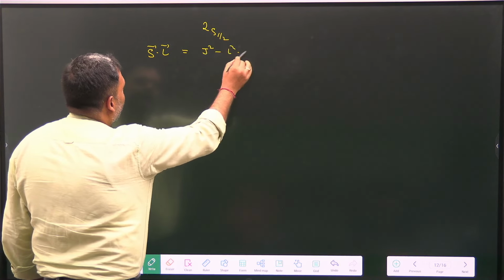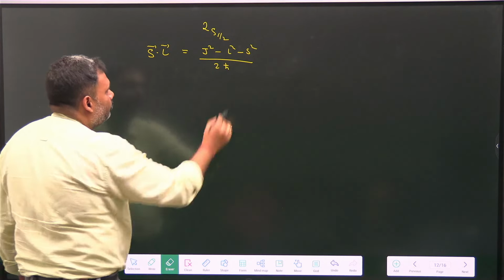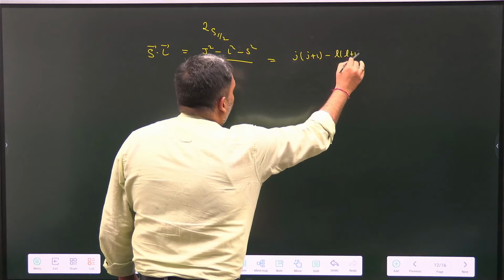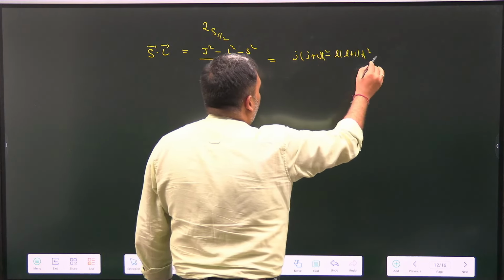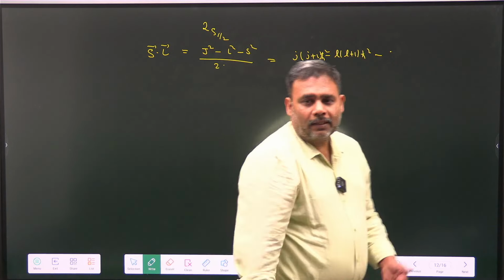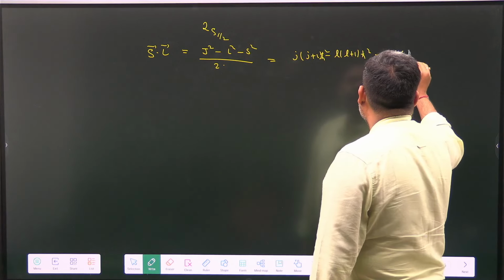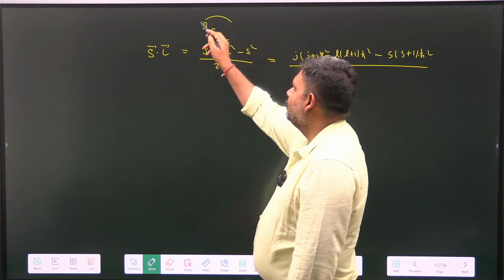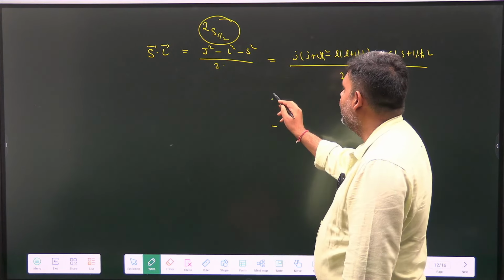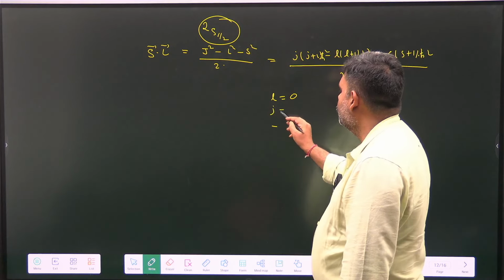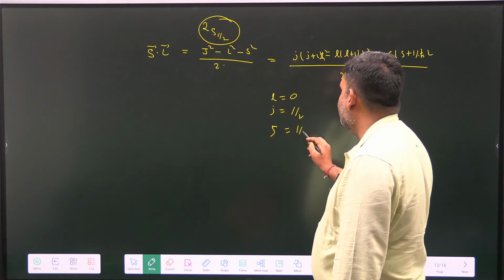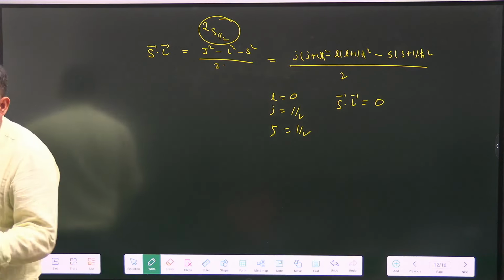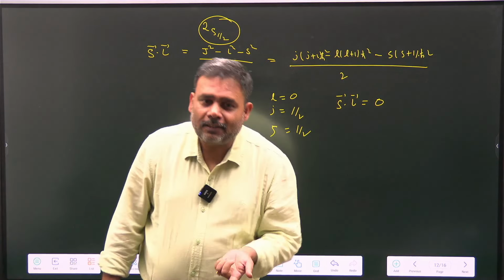(J square minus L square minus S square) by 2, with h-bar. And this can be written as j(j+1) minus l(l+1), h-bar square, and here also h-bar square, minus s(s+1), where the value of s is half. Again here write s(s+1) h-bar square by 2. Now for this spectroscopic notation, what will be the value of L? 0. The value of J is half, the value of S is half. So what will happen? S dot L is equal to 0. So what will happen for L equal to 0? The effect of spin-orbit coupling is 0.